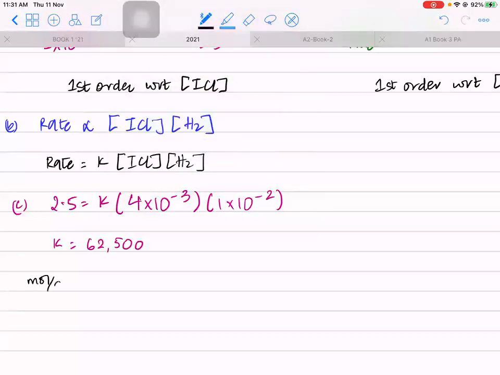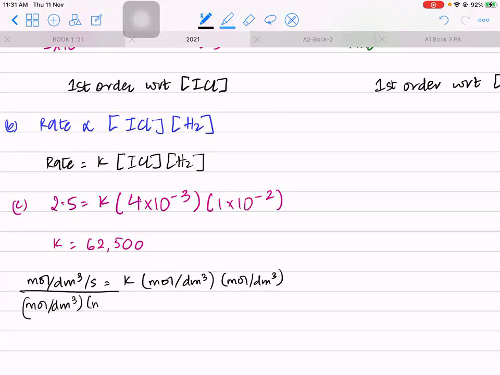Now let's find the units of k. So the rate would be in mole per dm cube per second, equals k, times mole per dm cube, times mole per dm cube. So you will divide these mole per dm cubes right here, and then you cancel this out with this. And you will be left with what? k equals mole minus 1 dm cube per second. So what are the units? Mole minus 1 dm cube per second. Clear?